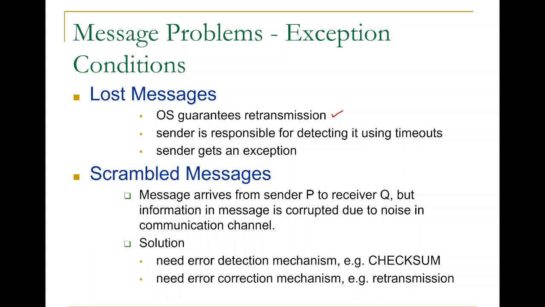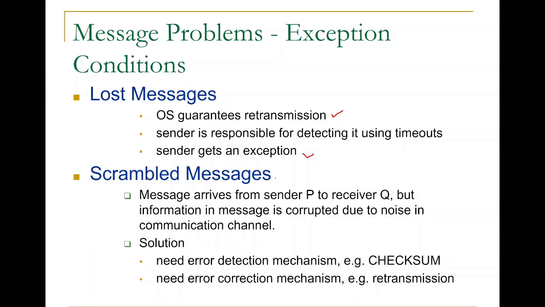For example, P can say, I need this message, and P sends to Q, and Q does not respond back that it has gotten it. P will keep sending until the OS does otherwise. The second option is that the sender is responsible for detecting it using timeouts. So if the sender is timed after sending, and there's a timeout, you can just stop sending. Then the sender gets an exception telling it that the message is lost. Okay, that's another way. What of scrambled messages?